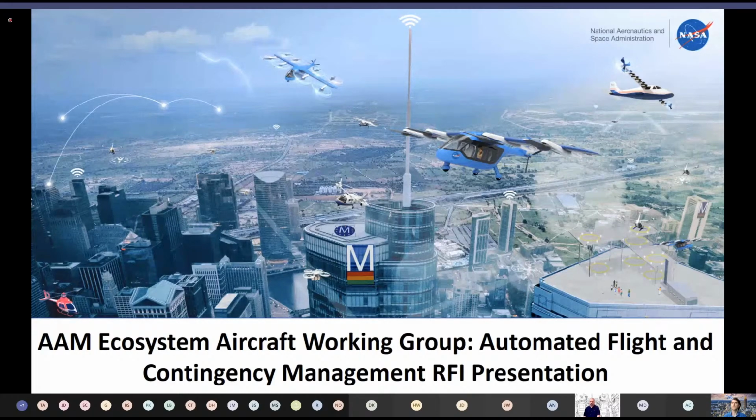I'm the lead for this particular working group, and today's topic is automated flight and contingency management and the RFI that has gone out on that.